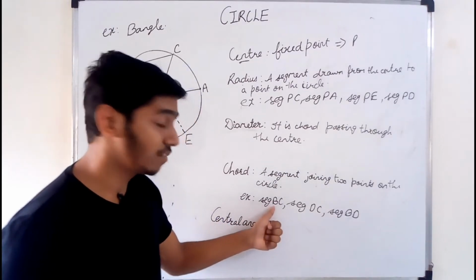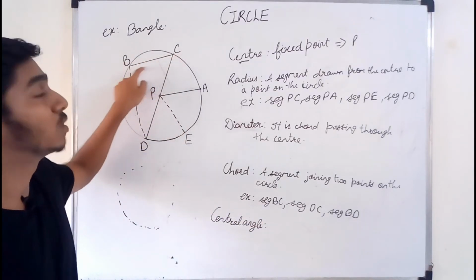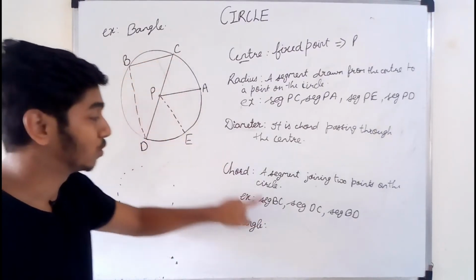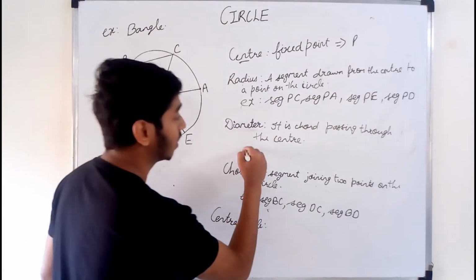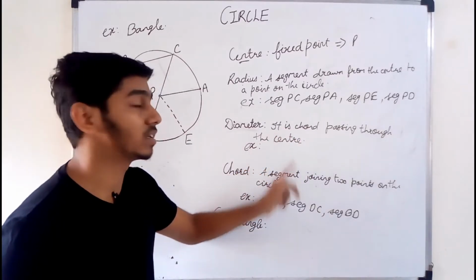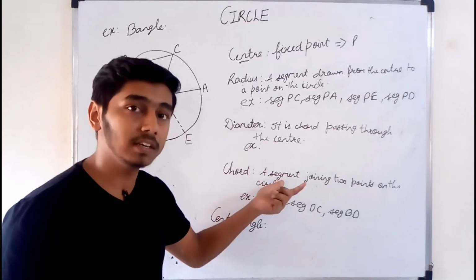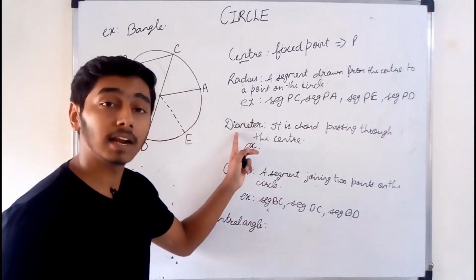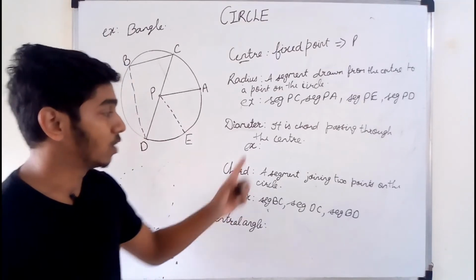Okay. So let's check for BC. Okay. BC. Is it passing through the center? No. So this will not be diameter. Okay. I hope you are understanding because it is a chord but it passes through the center. Okay. So chord has one extra property which is passing through the center and that property is called diameter. Okay. I hope you are understanding.